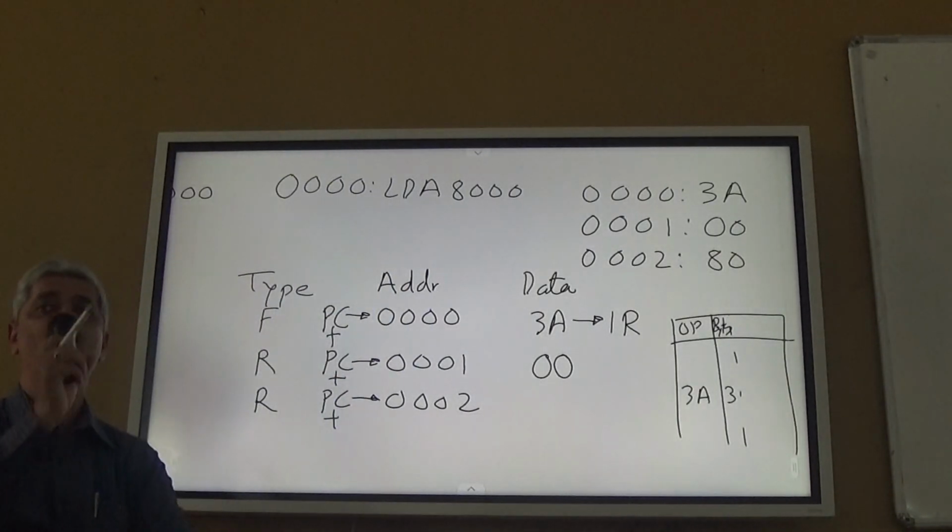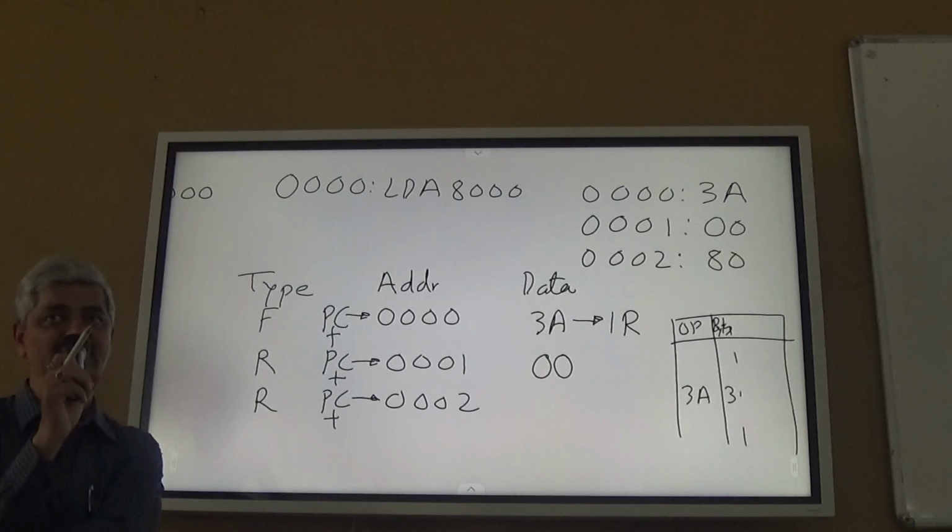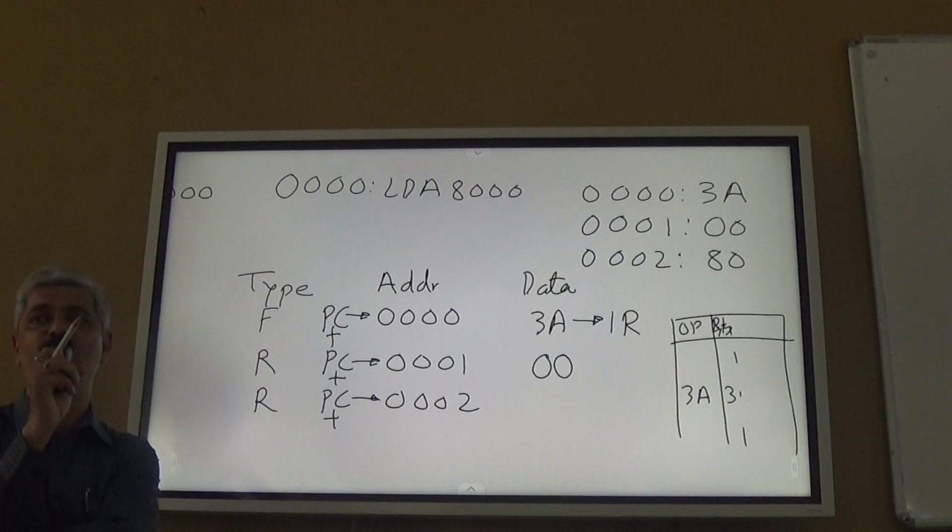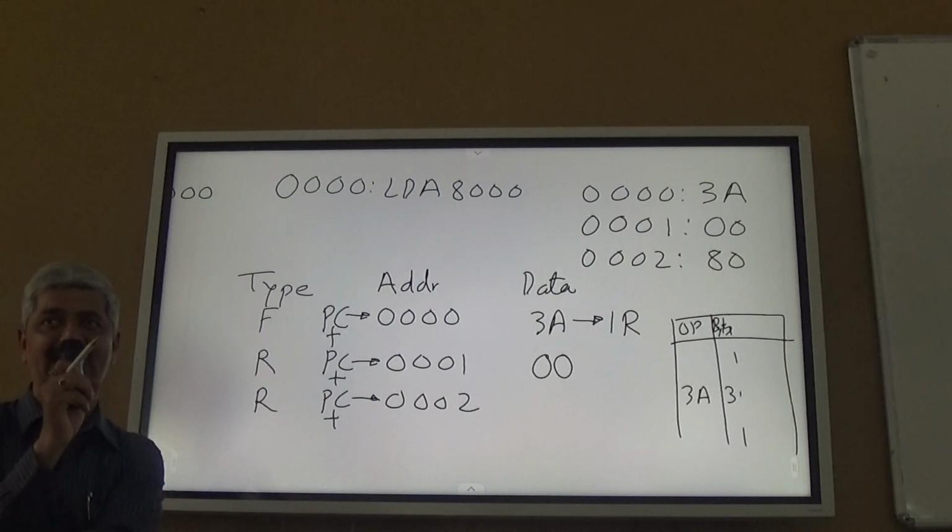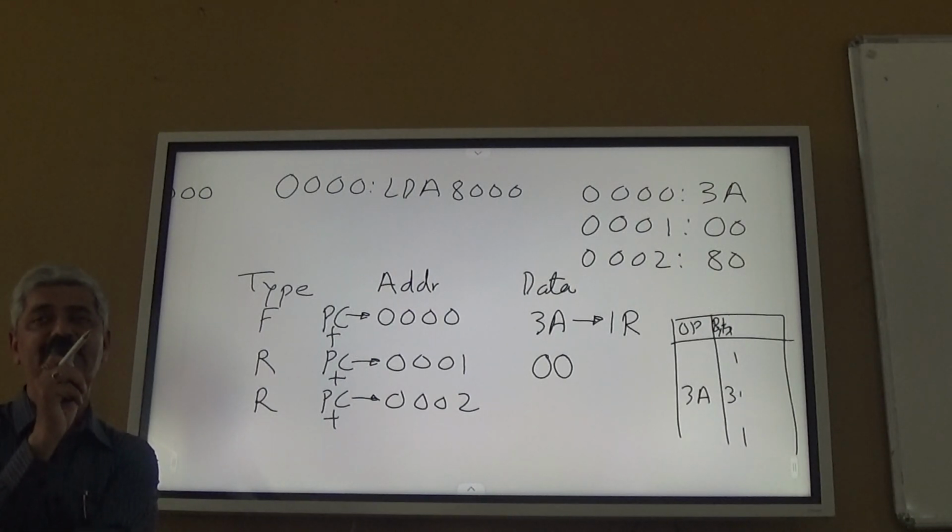Think and then answer. What is 00? So listen very carefully. LDA is a 3-byte instruction. 3A is the opcode, that is the first byte. The second byte corresponds to the lower byte of the 16-bit address from where memory read is to be done, and that data is to be put into accumulator.